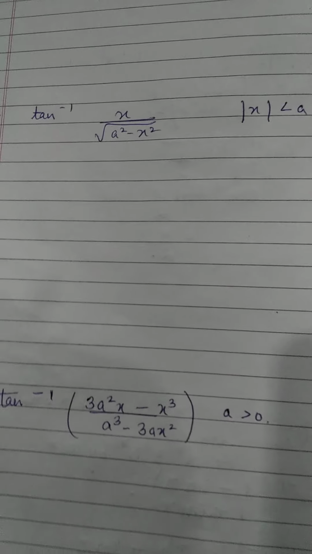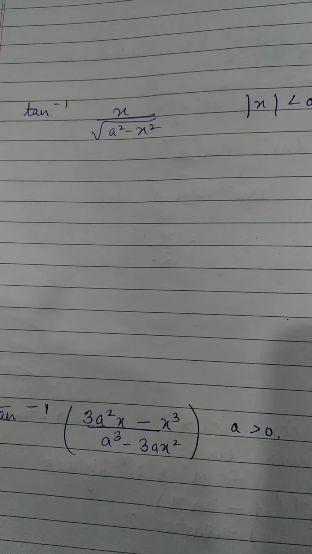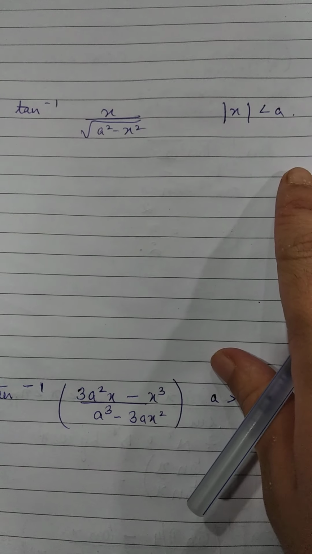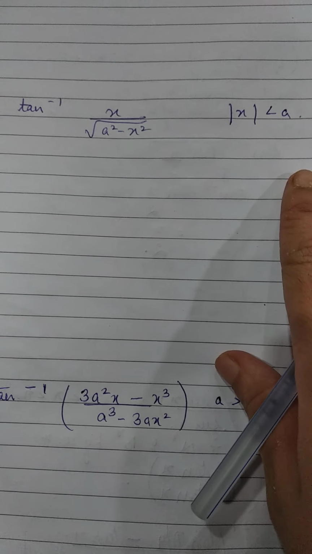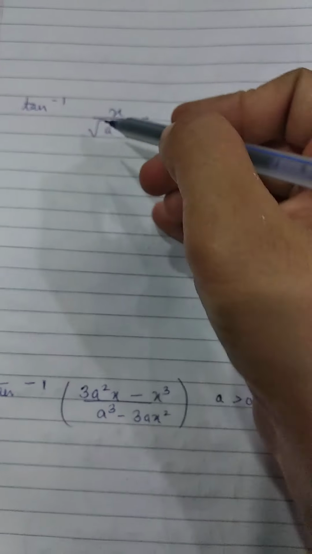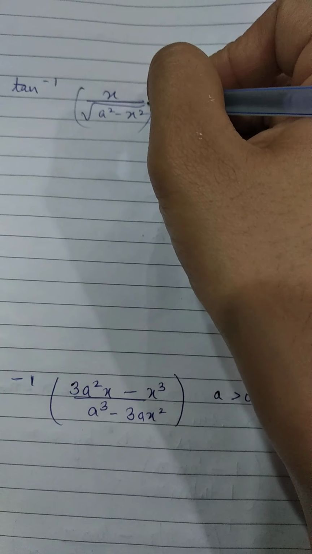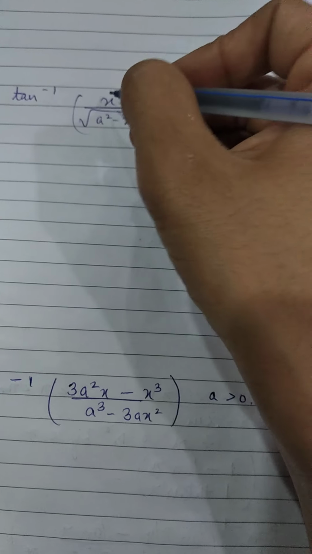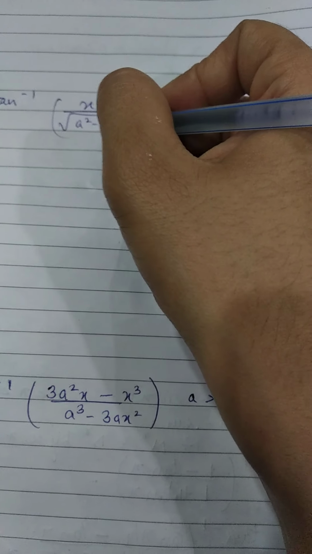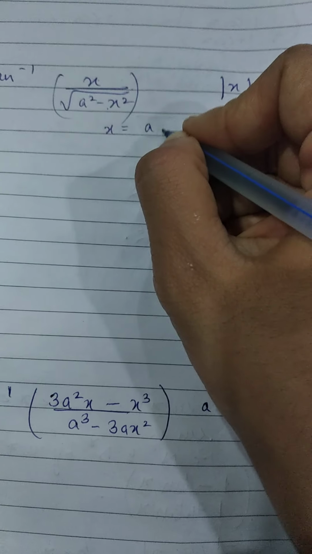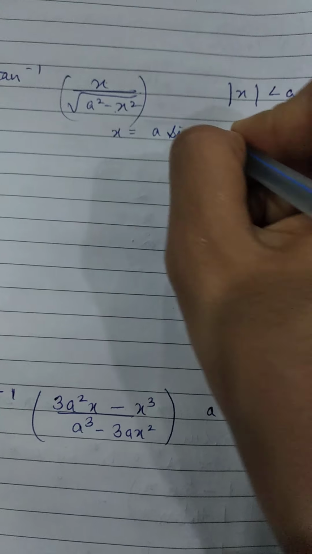That is question number 9. Tan inverse x upon under root of a square minus x square. Now I have to think what I can take x as. See, I need here tan inverse, this particular term must be something in terms of tan. So what if I have sine over here and cos over here? Which is possible only if I take x as a sine theta.